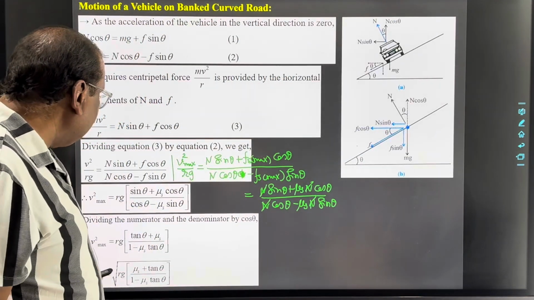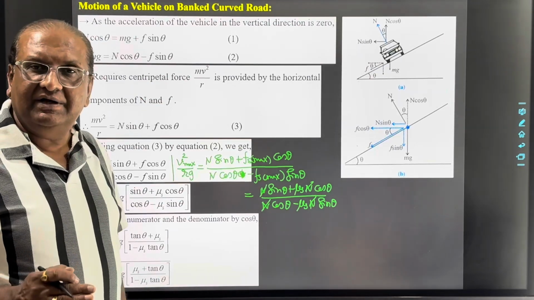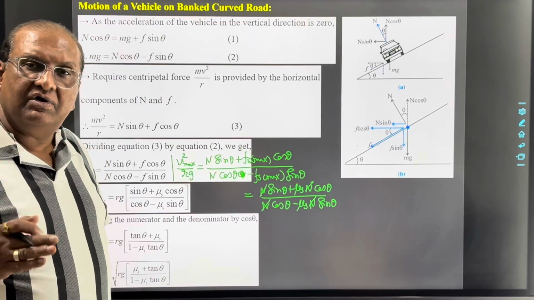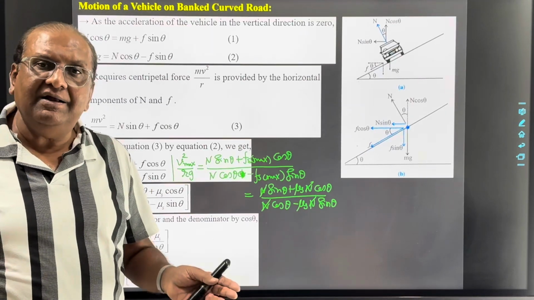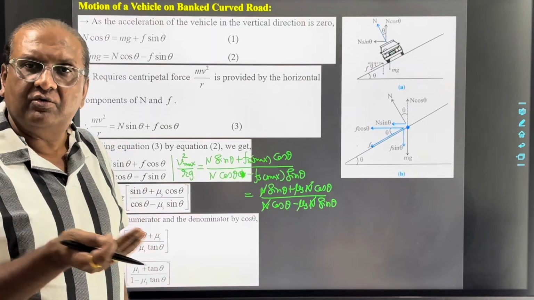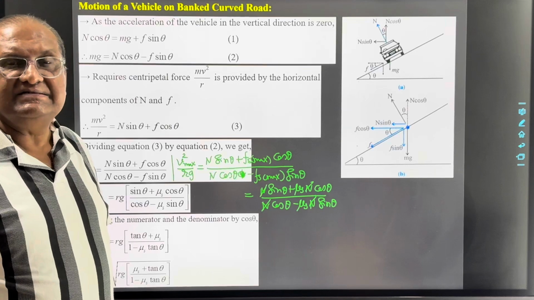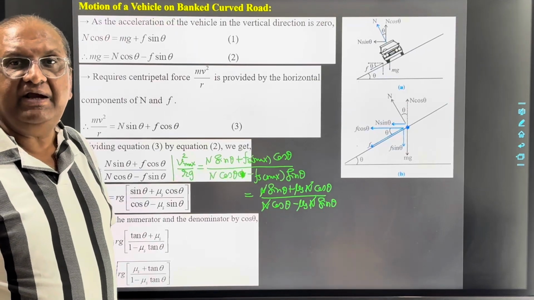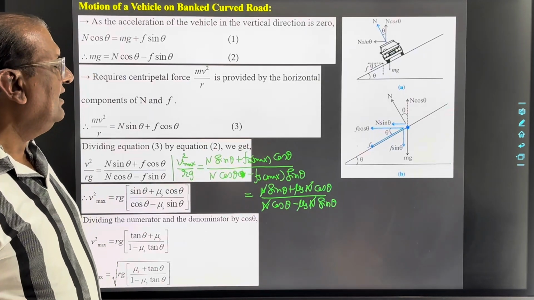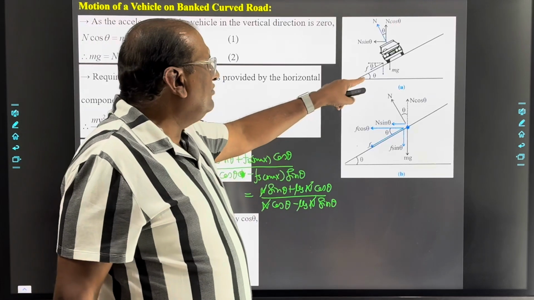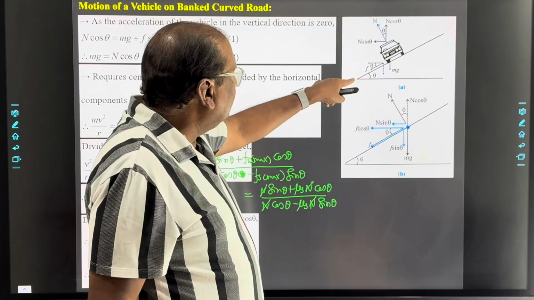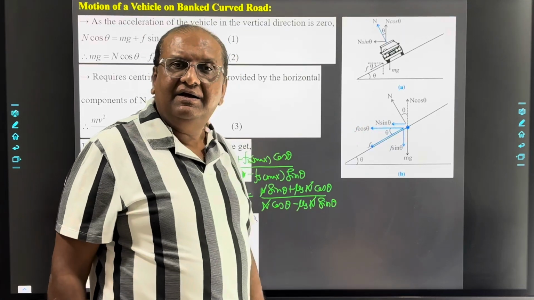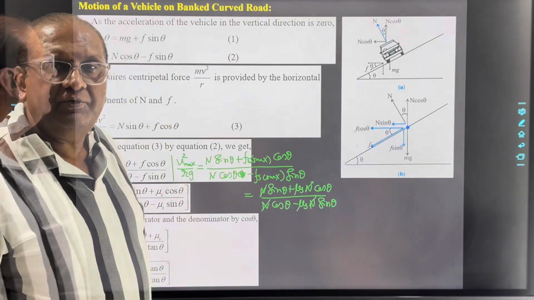Now this maximum safe speed on the banked curved road is greater than the maximum safe speed on the level curved road. So to increase the maximum safe speed on the given level curved road, we have to give inclination to the road like this by some angle theta. Clear to all of you?